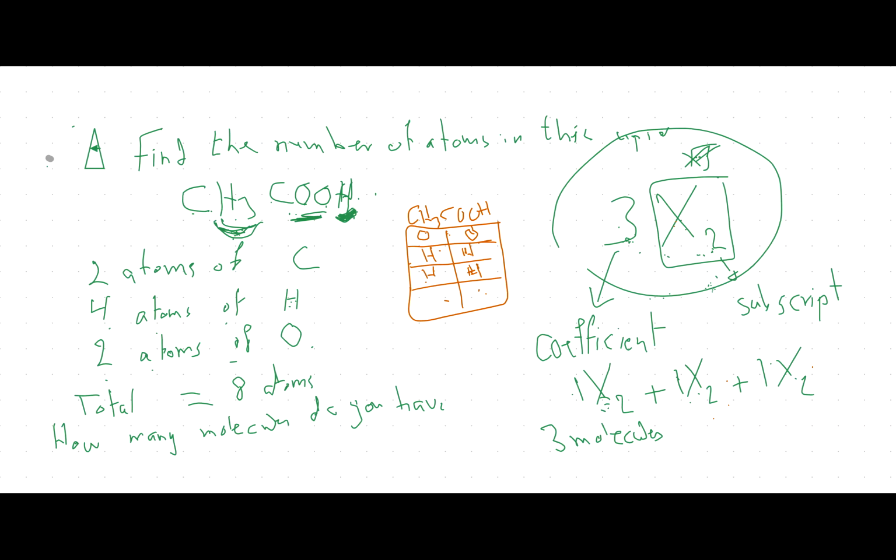But how many boxes did you buy? How many boxes did you buy of acetic acid? We bought only one, because he said I have one. So I have one box. When we ask you how many molecules, this means how many boxes of chocolate. So this is one molecule.